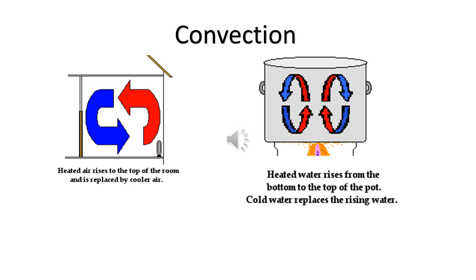An example of this is if you're heating the air in a room, the hot air will rise to the top of the ceiling, and the colder air will tend to float back down to the bottom on the floor.